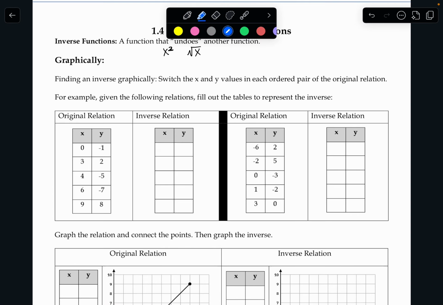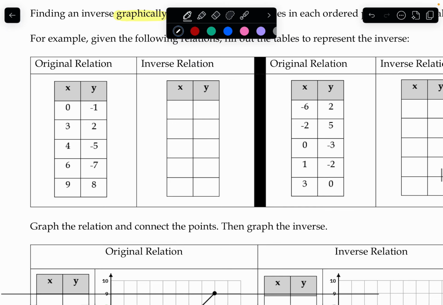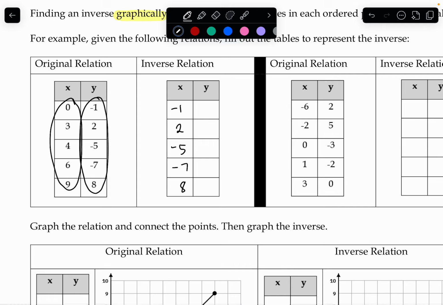When you're talking about a graph, you just switch the x and y. Your inputs become your outputs and your outputs become your inputs, because that's what an undo function would do. In these examples, we have a table of x and y values. You literally just put all your y values in your x column, and then you put all your x values in your y column.